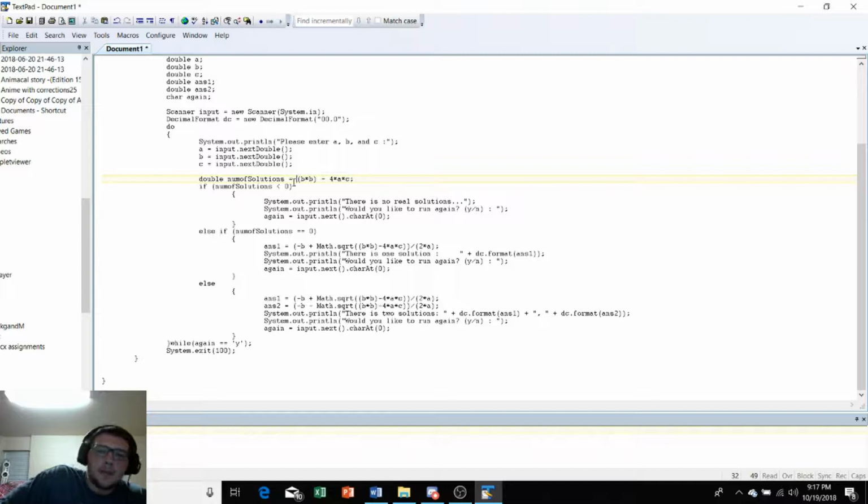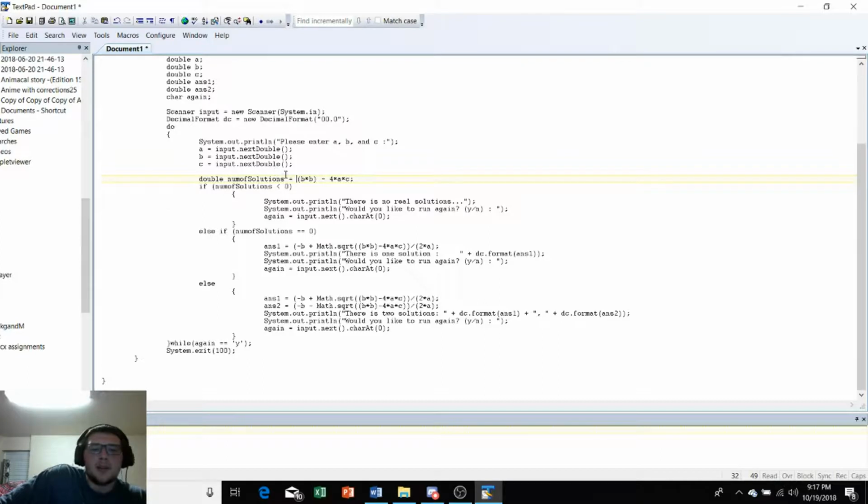Now these double number of solutions, it's going to be an arbitrary number that you're going to get. Don't expect it to be a specific number, just expect it to be lower than, equal to, or greater than 0. That's all you need to know for now.